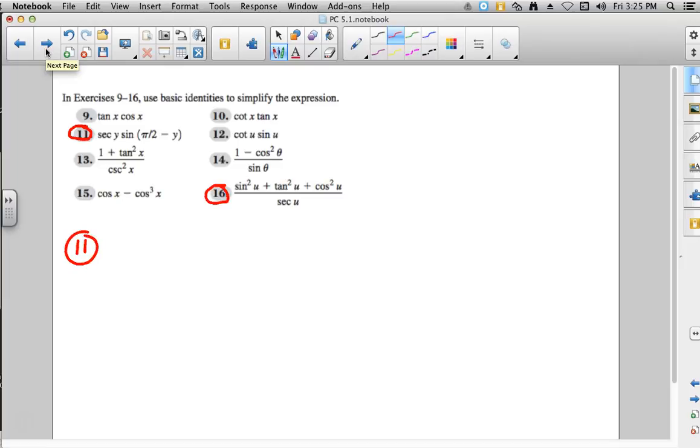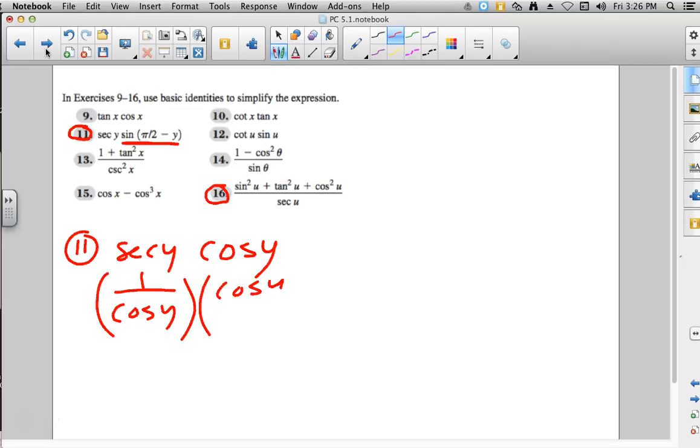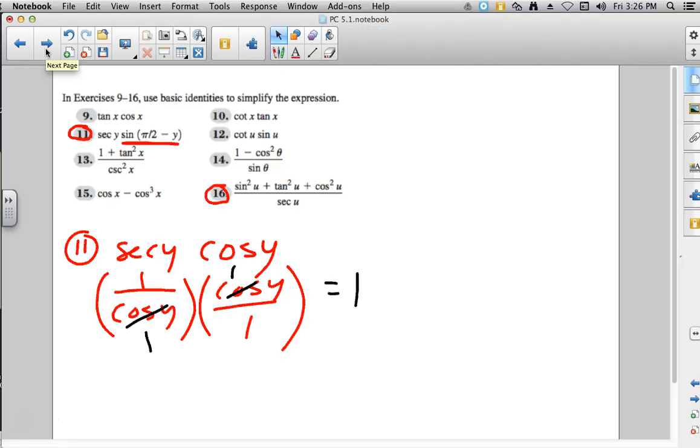So number 11, we have secant of y, and then we have the sine of pi over 2 minus y. Well, that's asking for the cofunction, and the cofunction for sine is going to be cosine. And then I think, okay, wait a minute, secant, that's 1 over cosine. Make them both fractions, cancel, top and bottom, and we get 1. And there it is.